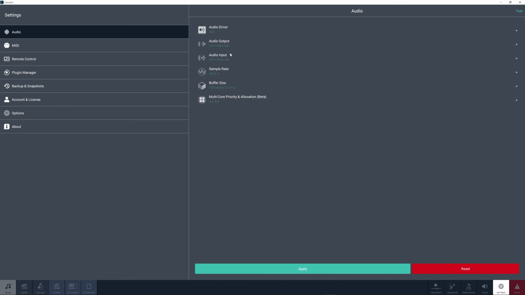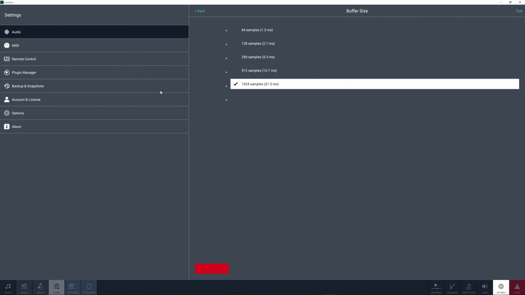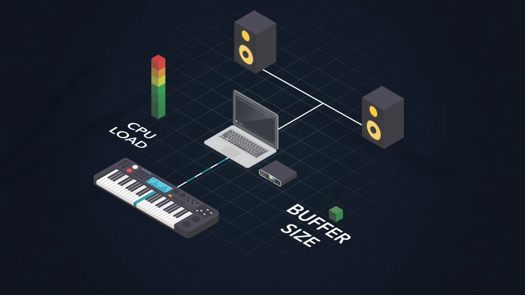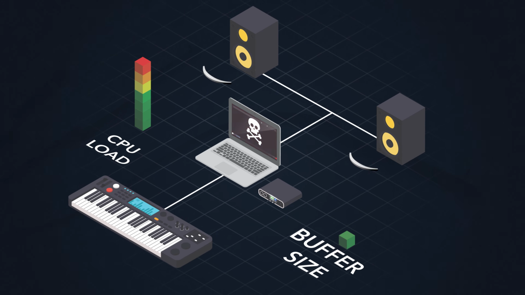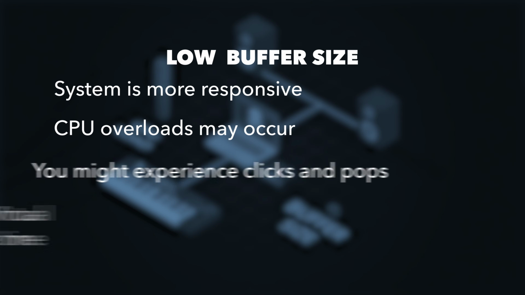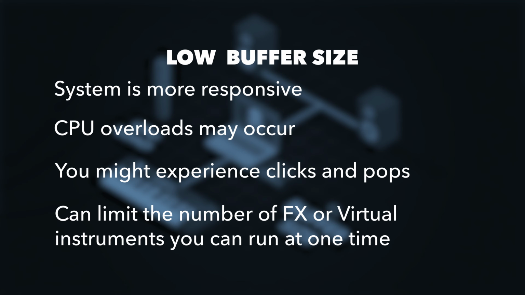It is especially important to understand the buffer size setting in the audio panel. The choice of buffer size is a trade-off between how much of a workload you place on your computer and how much latency or delay you experience. Lower buffer sizes give you a system that is more responsive, but places a greater burden on your CPU, which can limit how many effects or software instruments you can run at one time.